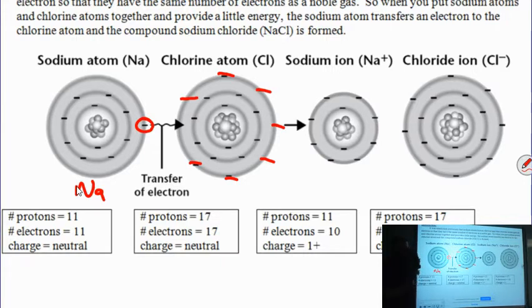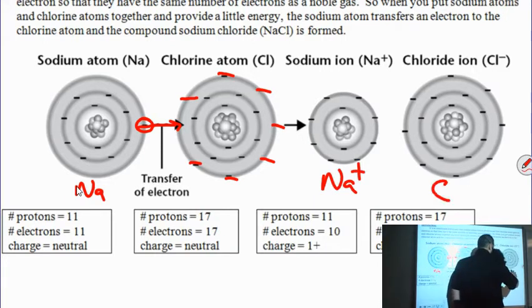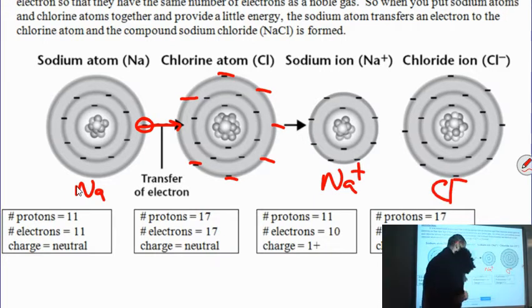So chlorine really wants to get that extra electron. What happens is this electron moves over to chlorine and makes chlorine very stable. By losing this electron, it makes sodium very stable. But sodium now becomes sodium ion, and chlorine becomes chlorine ion, which we call chloride.